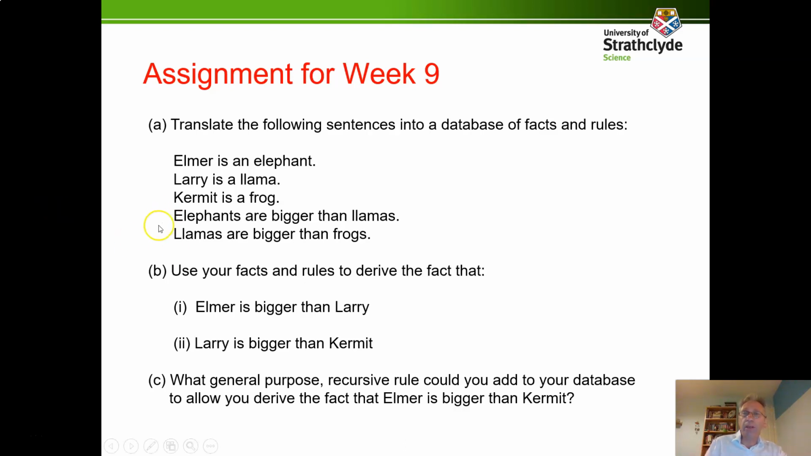But what we can't do at the moment is, we've got all this stuff, and you might say, okay, we've got this elephant who's huge, and the llama who's middle-sized, and the frog that's small. I should be able to derive the fact that Elmer is bigger than Kermit. But I can't actually do that at the moment. I've got no rule. Now, you could put in a rule that just says that elephants are bigger than frogs. But in fact, that's kind of wasteful, because then you end up putting in a thing that says elephants are bigger than ants, and elephants are bigger than budgerigars, and elephants are bigger than walruses. I don't know. What we'd like is a nice general purpose rule that allows us to derive the fact that Elmer is bigger than Kermit. So see if you can find that. And I look forward to seeing your answers.